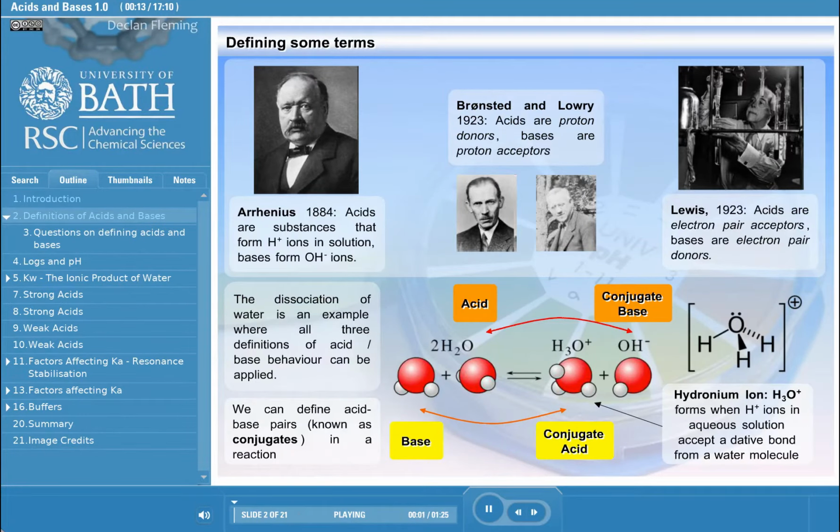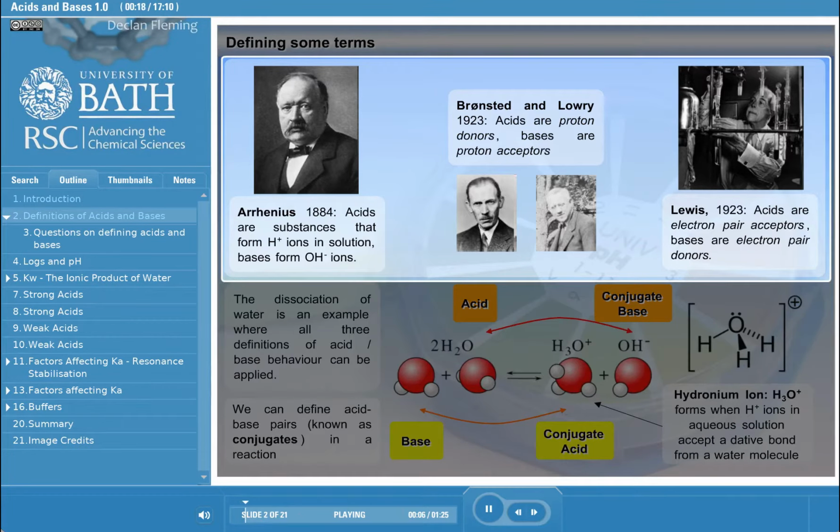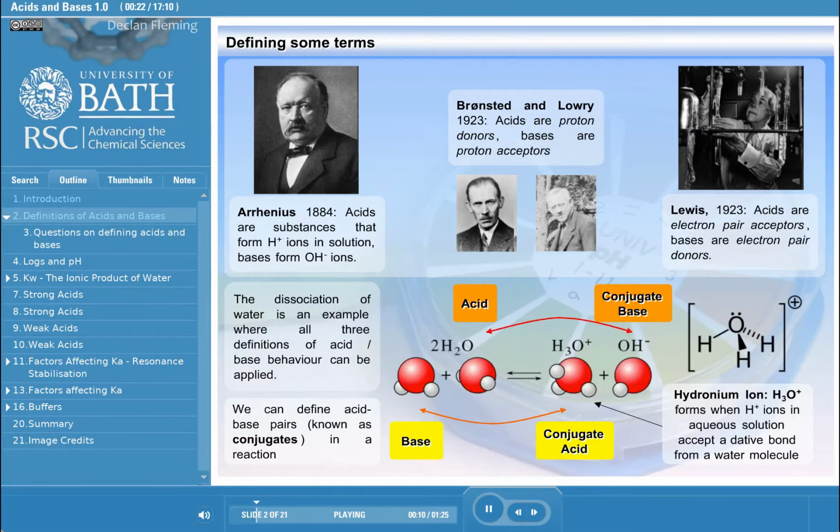There are a number of definitions of acids and bases, all of which are correct, but some include more examples of acid-base behaviour than others. The dissociation of water is an example where all three definitions of acid-base behaviour can be applied. Arrhenius would have described this reaction by saying that a water molecule dissociated into hydrogen and hydroxide ions, therefore it was acting as both an acid and as a base.